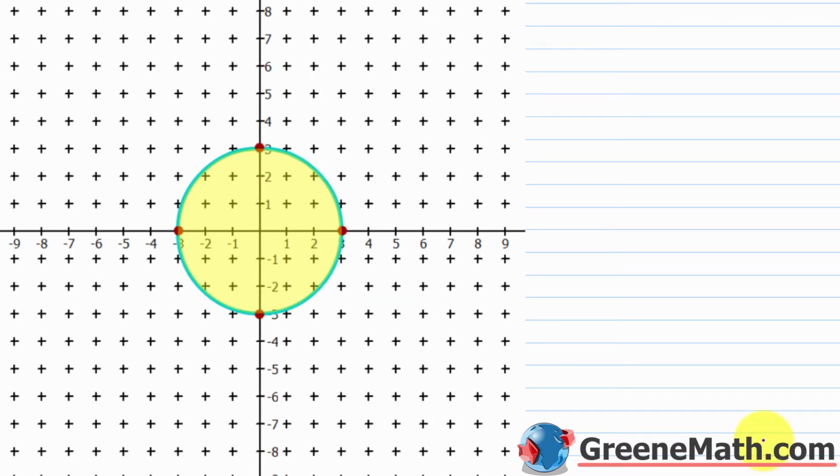Again, for a nice computer-drawn graph, you can see we have our circle. Again, it's drawn as a solid circle because the circle itself is part of the solution set. And then the shaded area is everything inside of the circle. So this is the solution region. Everything inside that circle would work as a solution for the inequality. And then anything outside the circle would not work. Right? That's the non-solution region.